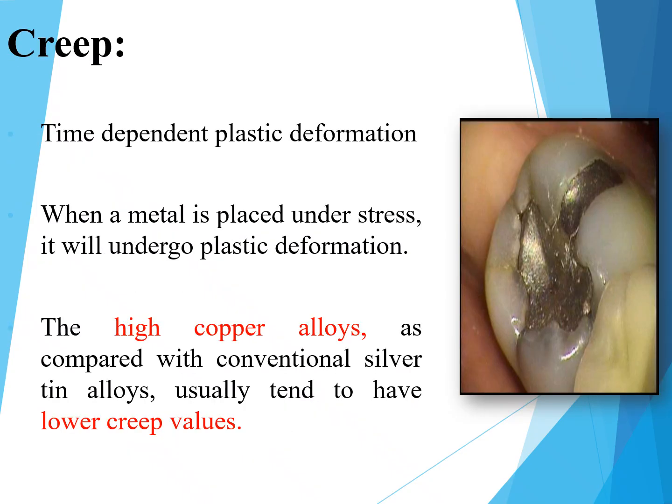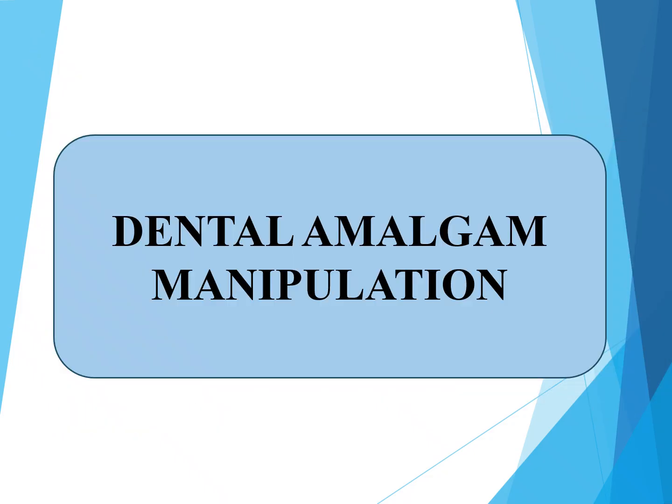Next property is creep. Creep is a time-dependent plastic deformation. When the metal is placed under stress, it will undergo plastic deformation. The high copper alloy, as compared with the conventional silver tin alloy, usually tends to have lower creep values.